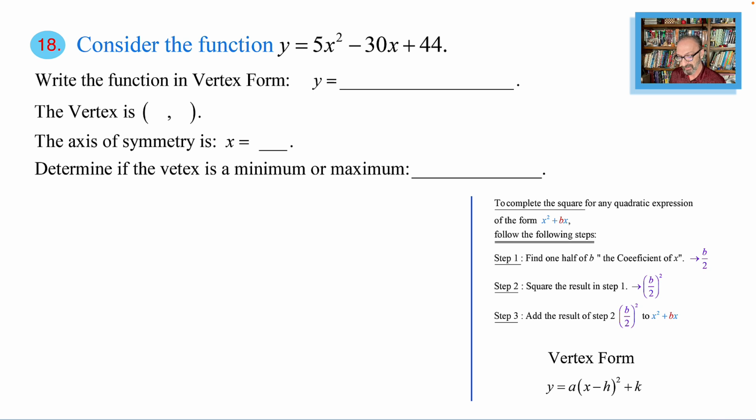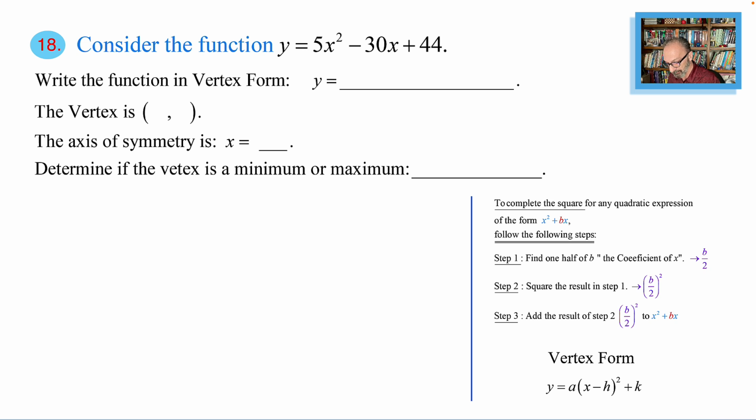To write the function in vertex form, and the vertex form is written down below right here, we then identify the vertex, which should be h and k from this part right here, and the axis of symmetry will be x equals h. And if it's a max or min, well, if the graph opens up, we say it's a min, and if the graph opens down, we say we do have a max. Let's just first write the vertex form, then we'll come back and fill it in.